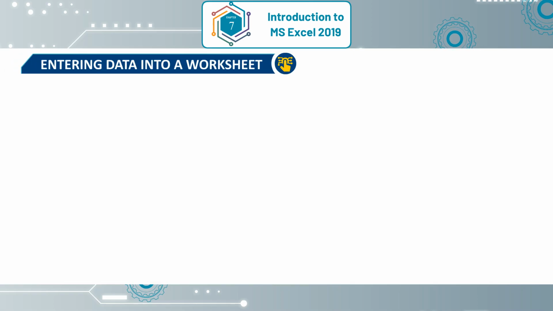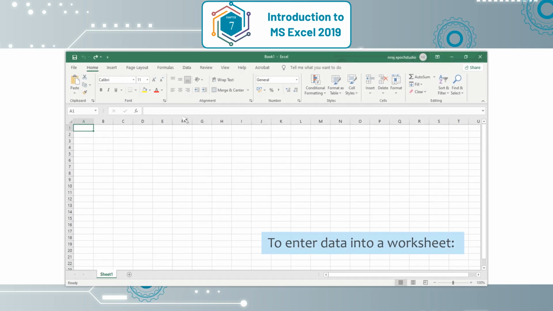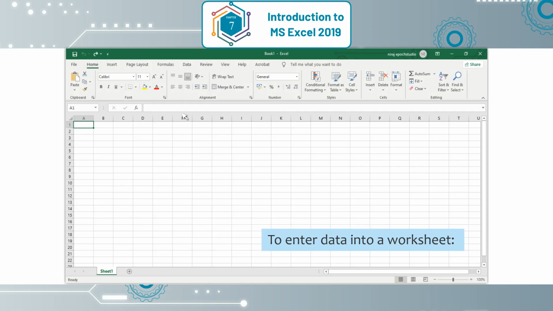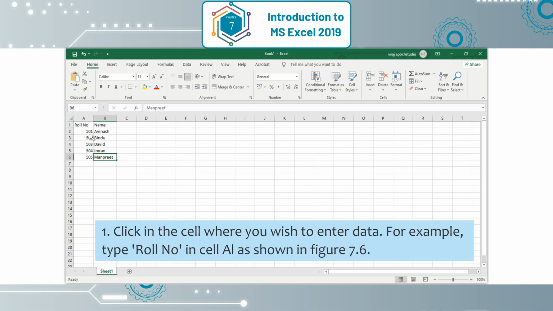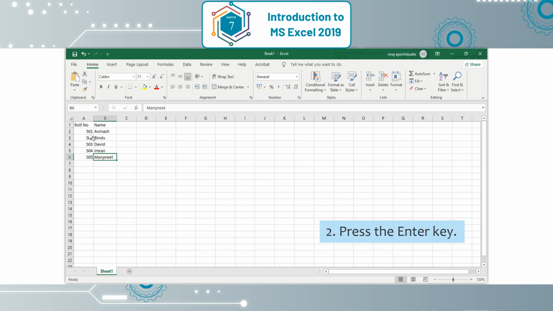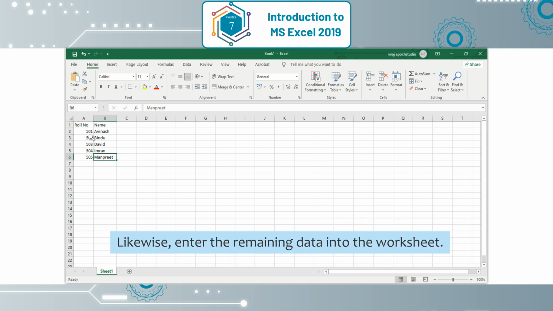Entering data into a worksheet. To enter data into a worksheet: 1. Click in the cell where you wish to enter data. For example, type roll number in cell A1, as shown in Figure 7.6. 2. Press the Enter key. Likewise, enter the remaining data into the worksheet.